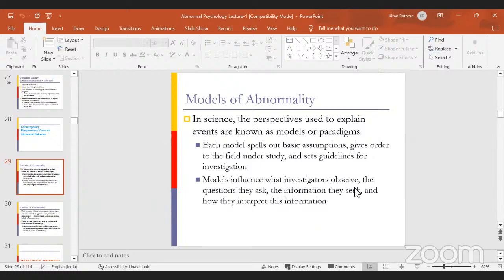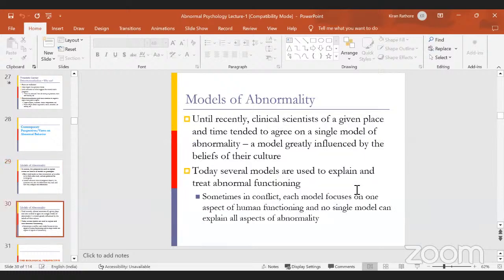Okay, so in abnormal psychology, we have different models of abnormality. Previously, depending upon which century or time period it was, clinicians or scientists used to follow one single model. But today, in current times, we follow several different models to explain a particular behavior. For example, during Sigmund Freud, psychoanalysis was very famous, and the clinicians and scientists of that period used to follow the psychoanalytical perspective. That was at the forefront.